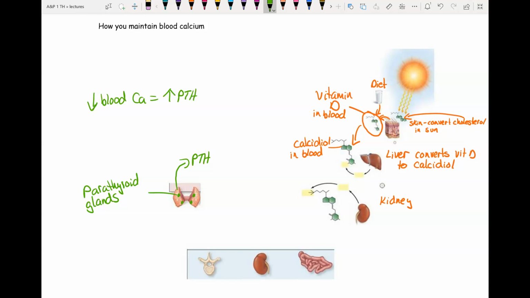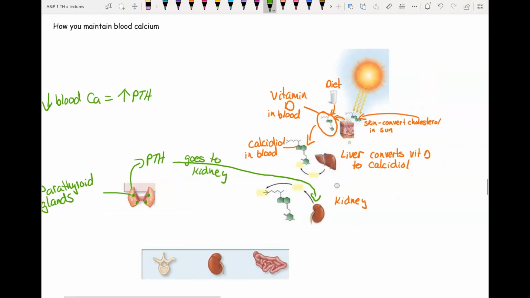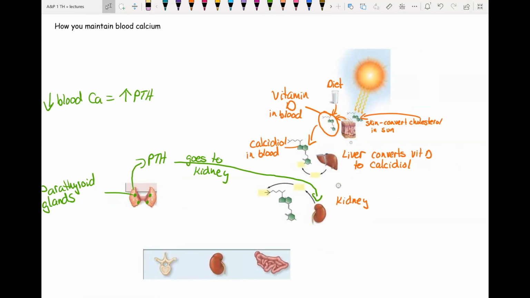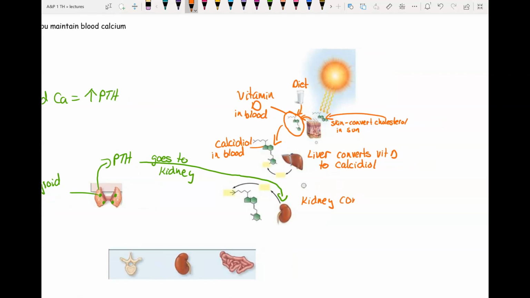Now, before I mentioned PTH has a synergistic partner, it's like Batman and Robin. PTH has to go get its synergistic partner. So PTH is going to go to the kidney. Now, we left off with calcidiol sitting there in your kidney. PTH tells your kidney to convert calcidiol to calcitriol. So over here we can put your kidney converts calcidiol to calcitriol when it is stimulated by PTH.